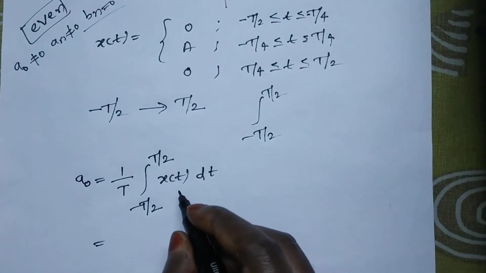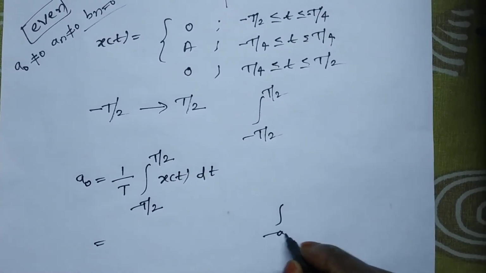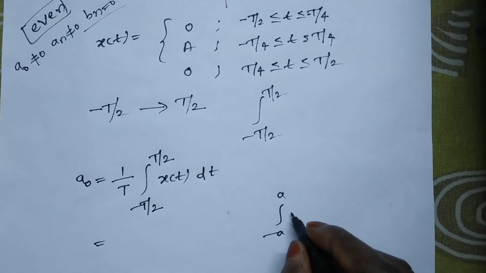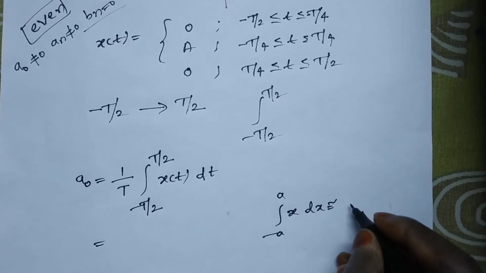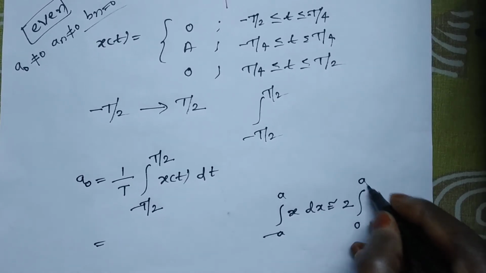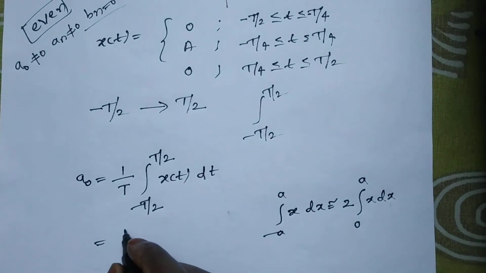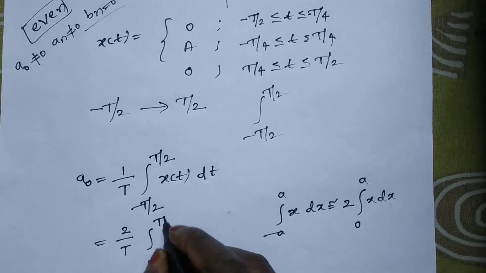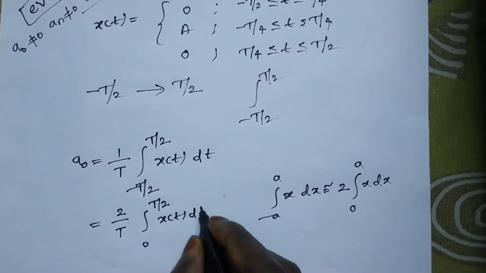And one simplification here I will apply. Do you remember this formula? Integral from minus a to a of some function x dx is equivalent to 2 times the integral from 0 to a of x dx. By using that, it will be 2 by T integration 0 to T by 2 of x of t dt.